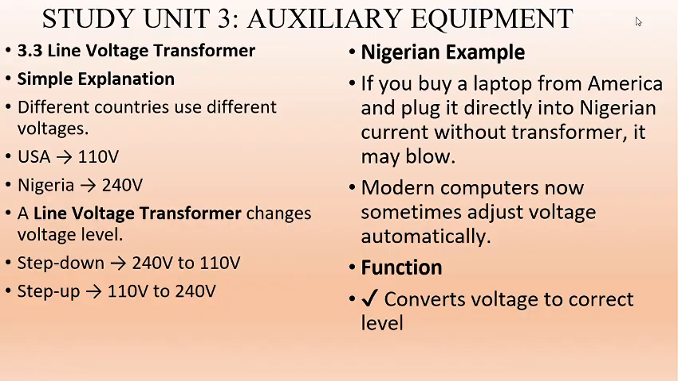So the main function of this line voltage transformer is to convert voltage to the correct level. The meaning of this correct level is to convert the voltage maybe from 240 volts to 110 volts to step it down, or maybe from 110 volts to 240 volts to step it up. So different countries have different voltages. We only use USA and Nigeria as an example, so you understand.